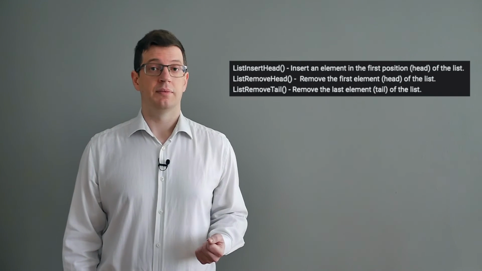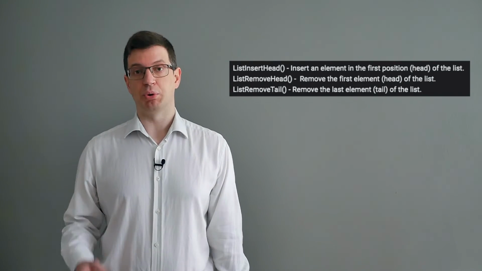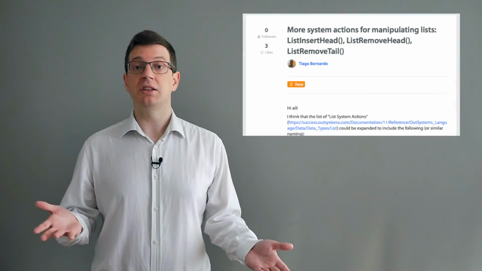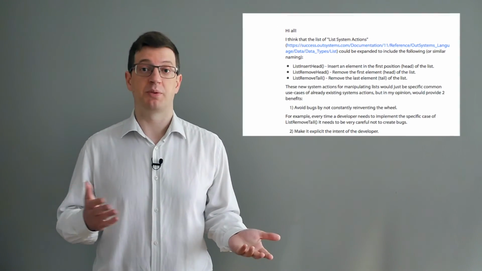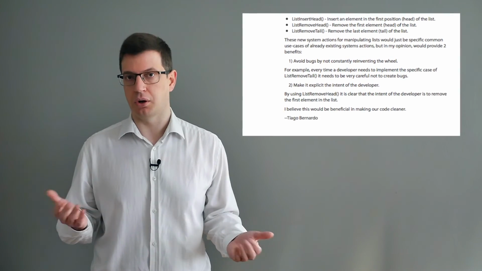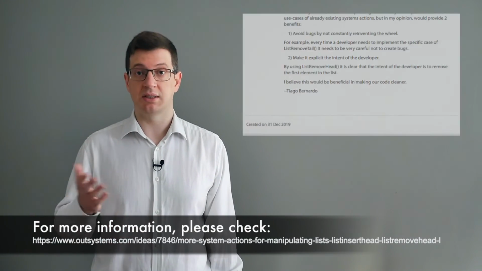On our final segment, we're going to talk about this week's idea. This week's idea that grabbed the attention of the OutSystems community was a request to expand the list system actions to include the following: a list insert head, a list remove head, and a list remove tail. By adding these to our portfolio of available actions, it would prevent us from redeveloping these patterns, thus preventing possible bugs and simplifying our code. To find out more, you can access the OutSystems ideas page for more details.